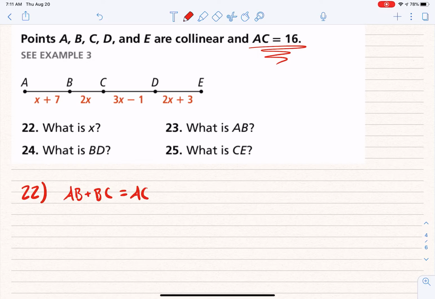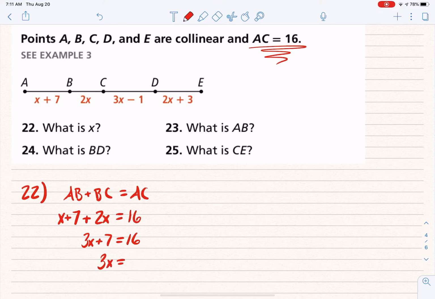And then I substitute in the things I know. The length of AB is x plus 7. The length of BC is 2x. And the length of AC is 16. So x plus 2x gives me 3x plus 7 equals 16. A little basic algebra: subtract the 7 from both sides, 3x is equal to 9, divide both sides by 3, and x is equal to 3. So the answer to the question, what is x? x is equal to 3.